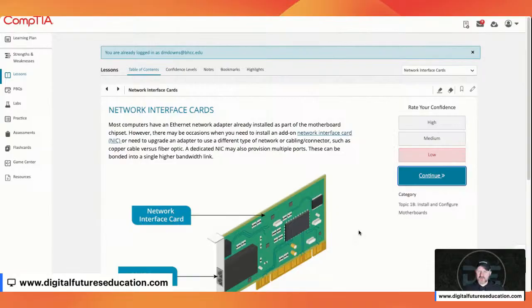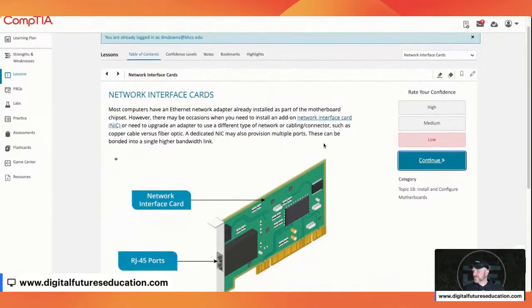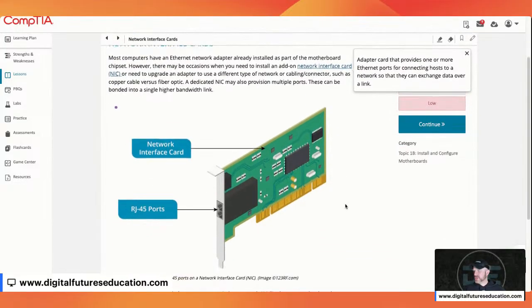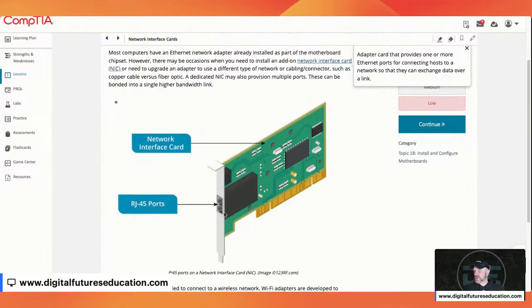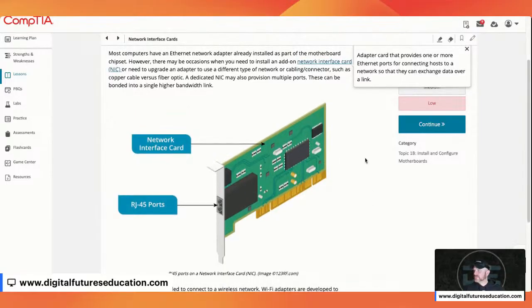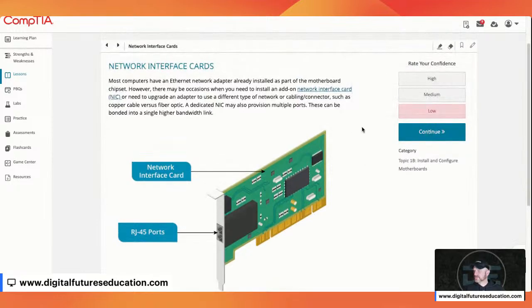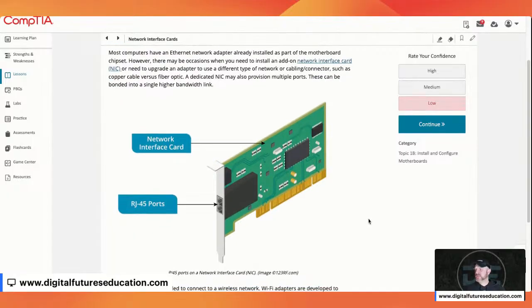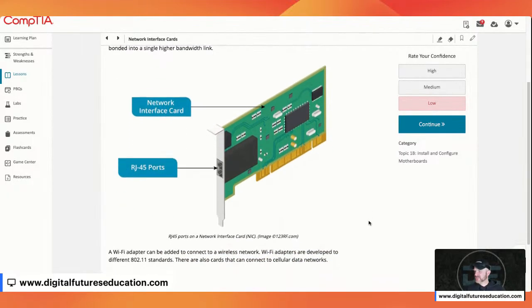Then we have network interface cards, NIC cards. A NIC is an adapter card that provides one or more Ethernet ports for connecting hosts to a network so they can exchange data over a link. So it essentially has an RJ45 port, which allows this card to connect to the network. This is the network interface card, which gets installed and then allows the host to have a dedicated network connection.